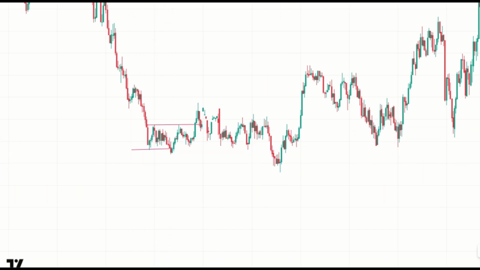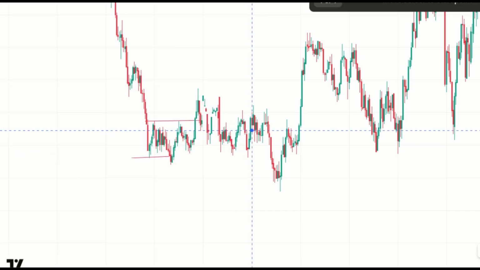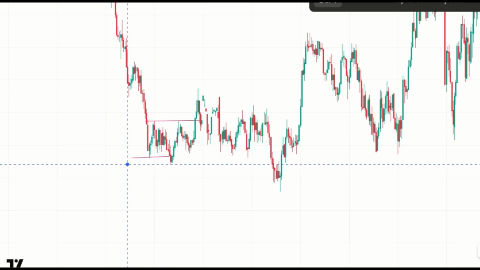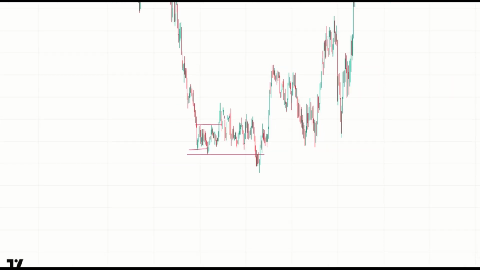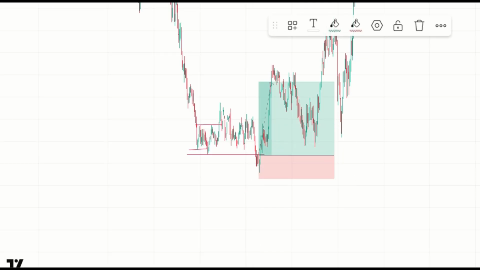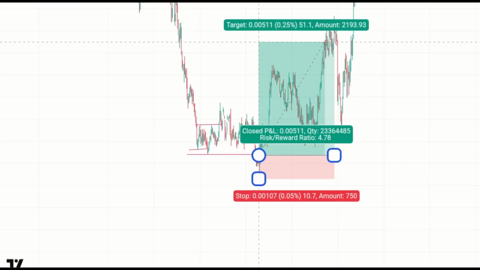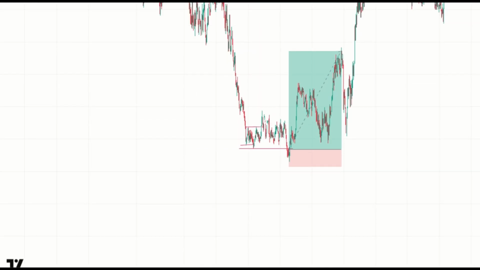Then the market comes in and makes a market structure shift, that means it broke this higher low. After that, you can see that it came back and made a liquidity sweep to the downside, to this low. After making that liquidity sweep, that's when we have to enter the trade, guys. You can add other confluences on this scalping technique, other confluences that you can look at before even taking any trade.